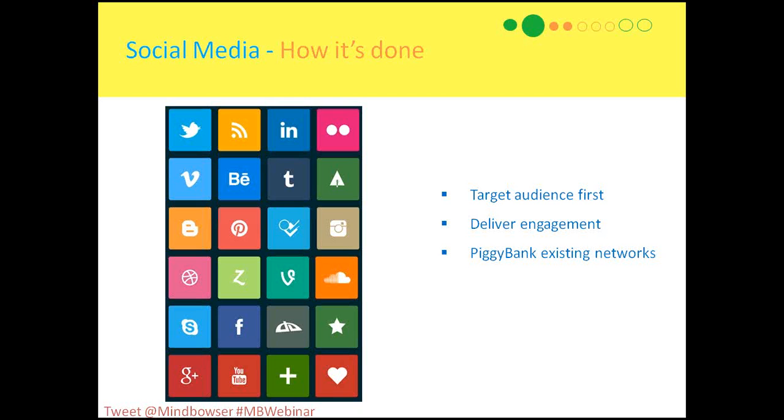Airbnb piggybacks on the data of Craigslist. WhatsApp piggybacks on the data of our mobile contacts. Instagram piggybacks on the data of Facebook. Facebook itself piggybacked on the data of MySpace. So each of these successful applications has mostly piggybacked on networks that already exist and tried to create value on top of the existing network.